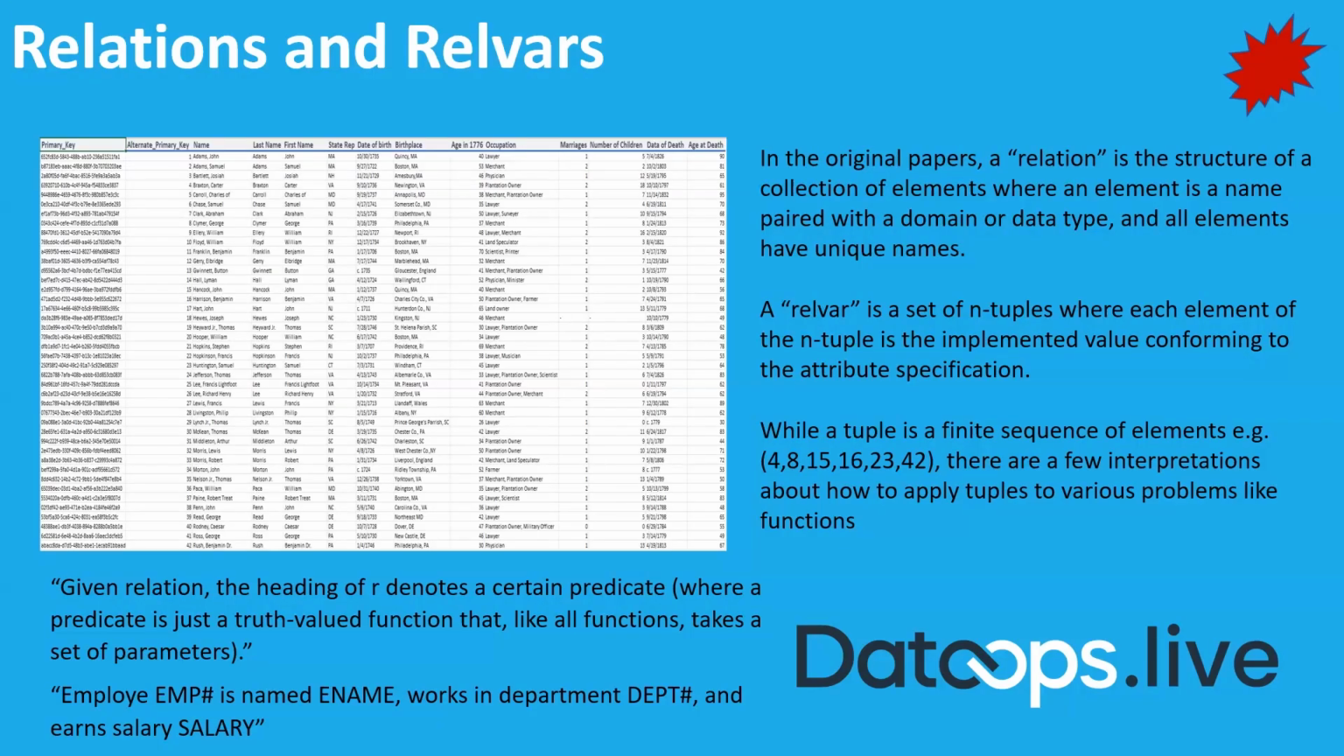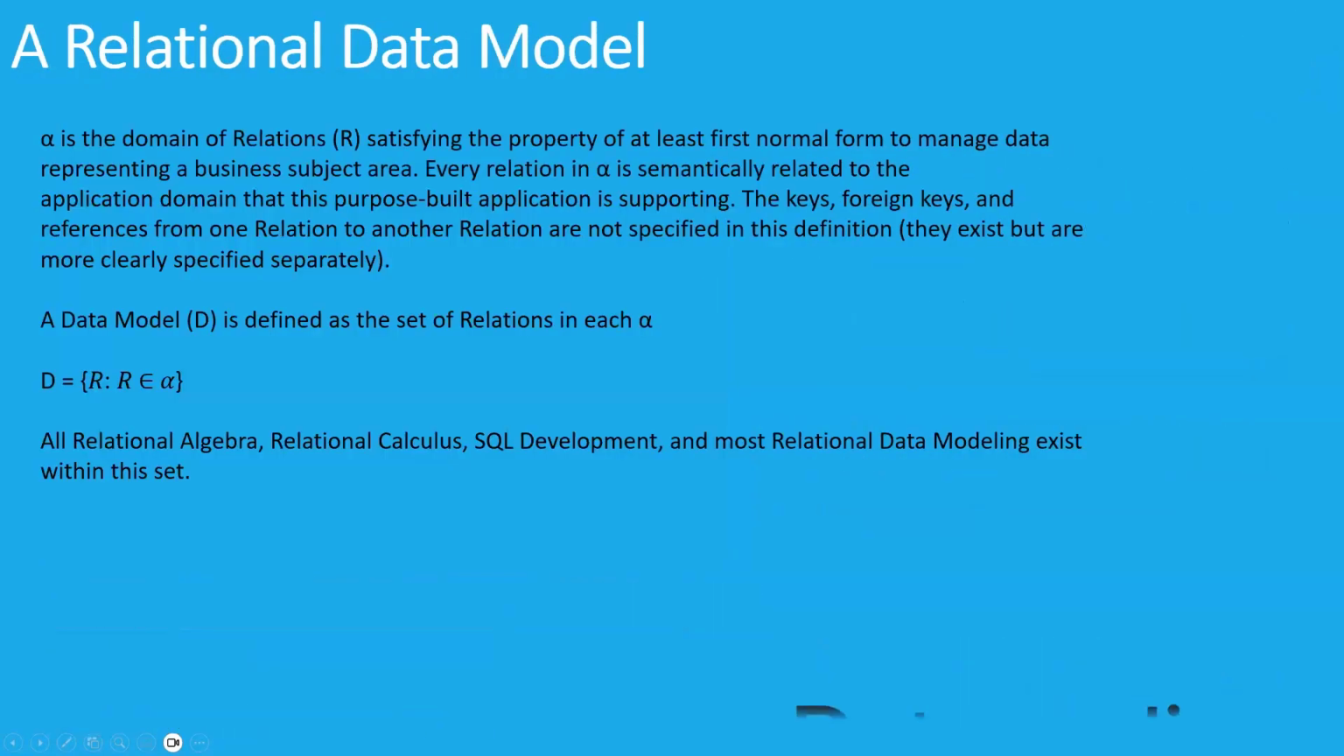Whenever you define an employee, according to the parts and suppliers database that Date has written about a lot, this is all predicate logic. So employee number is named ename, works in department number, and earns a given salary. And this is another definition from him. Given a relation, the heading of R denotes a certain predicate. The predicate is just a truth-valued function, like all functions, and it takes a set of parameters. So those are going back to some of our early definitions.